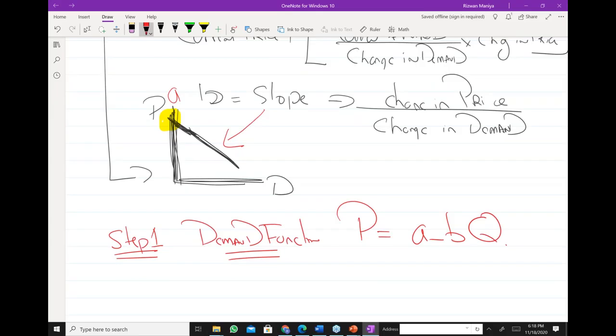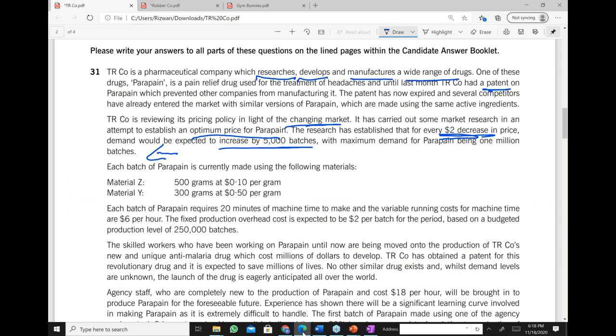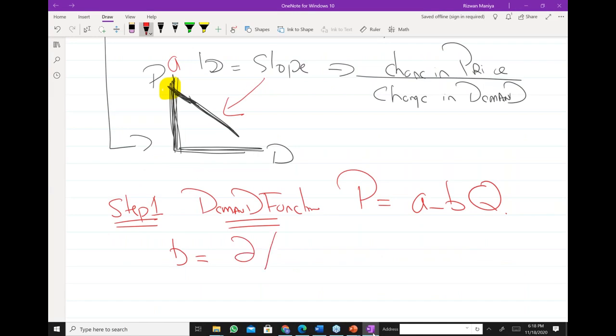Now it's a tricky one here. Try to understand. Do we need to find B? Yes. How? It says that a decrease in price by 2 will change the demand by 5,000. Okay. So it's 2 divided by 5,000, and the answer will be how much? 0.004. Okay, that's perfect.